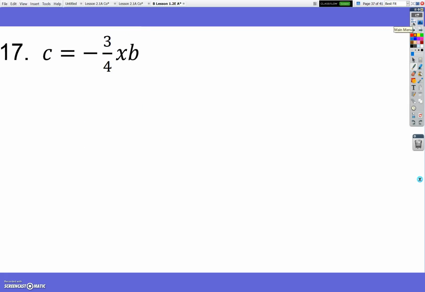Okay, next one. This one's tricky. Now to get rid of this fraction, what we need to do is multiply both sides by the reciprocal. That would be negative 4 over 3. These would cancel. I would also have to multiply this side by negative 4 over 3. So negative 4 over 3. This would give me negative 4c all over 3 is equal to x times b.